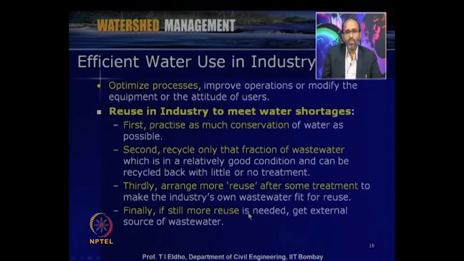Finally, if still more reuse is needed, get an external source of wastewater. So, in the industry considered, if they are not getting sufficient water, then they can go for a wastewater treatment plant, treat their own wastewater and then reuse the treated wastewater. Or in some industries, like in Mumbai, RCF, Rashtriya Chemical Fertilizer Company in Chembur, they are buying the wastewater from the municipal corporation, treating that wastewater, and using that treated water for their industrial purposes. So, that way they can look into still more reuse if it is needed, by getting an external source of wastewater. That is also possible.